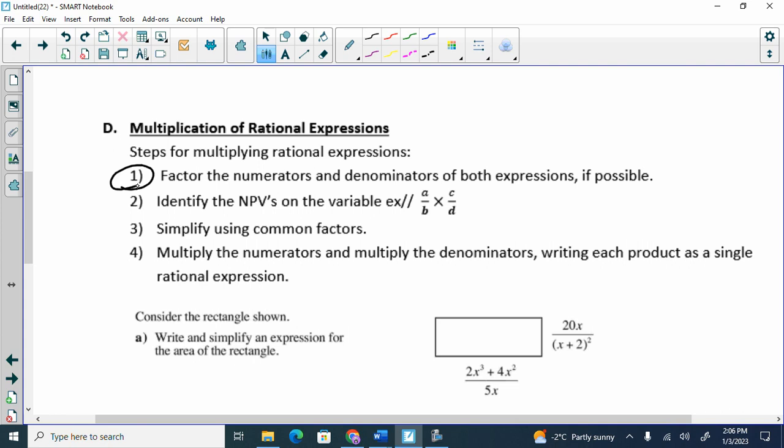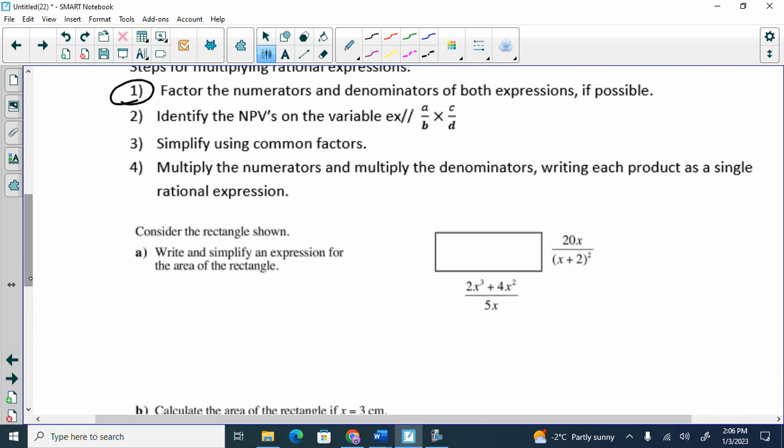So here we have, consider the following, consider the rectangle shown. So we're going to look at this rectangle right here, it's shown. That's what that's saying. Write and simplify an expression. So we're going to write the expression and simplify it for the area of the rectangle. Now an area of a rectangle is length times width.